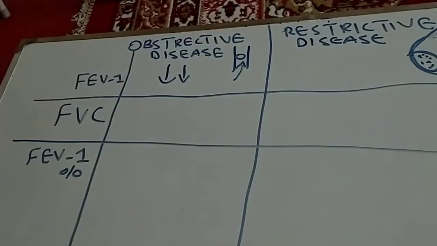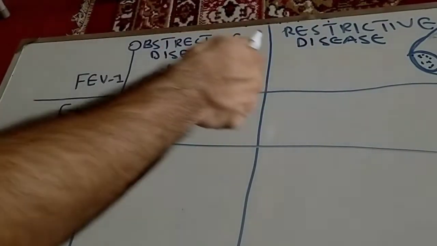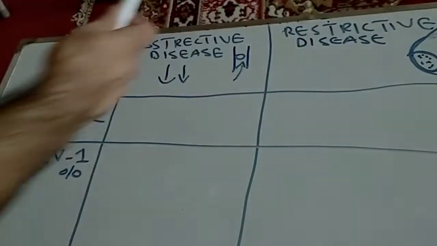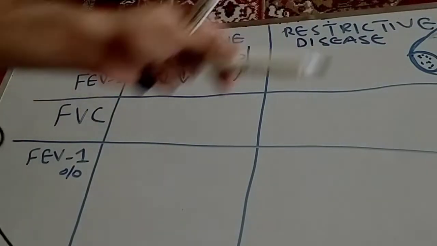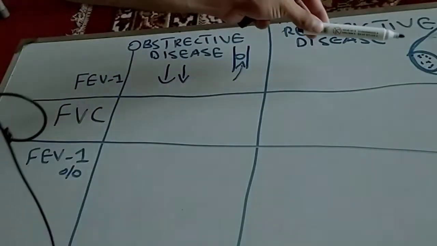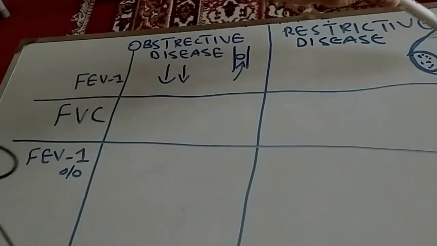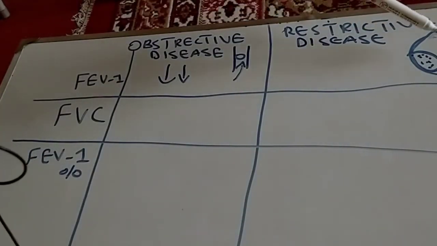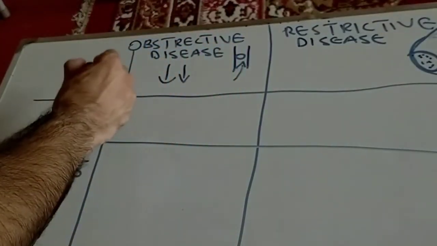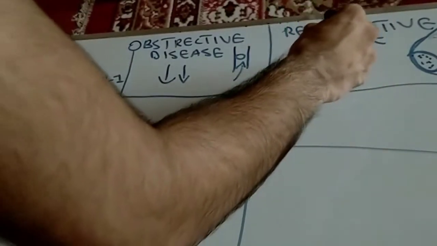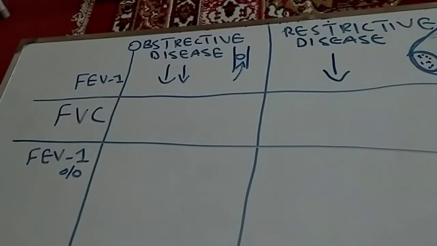And talking about the FEV value in the restrictive disease, it would not be very much less, because from this particular area, air can be expelled out. Only from this particular area can air not be expelled out. But from this area which you are seeing, the air can be expelled out. So that's why the forced expiratory volume in the restrictive disease would not be too much less.